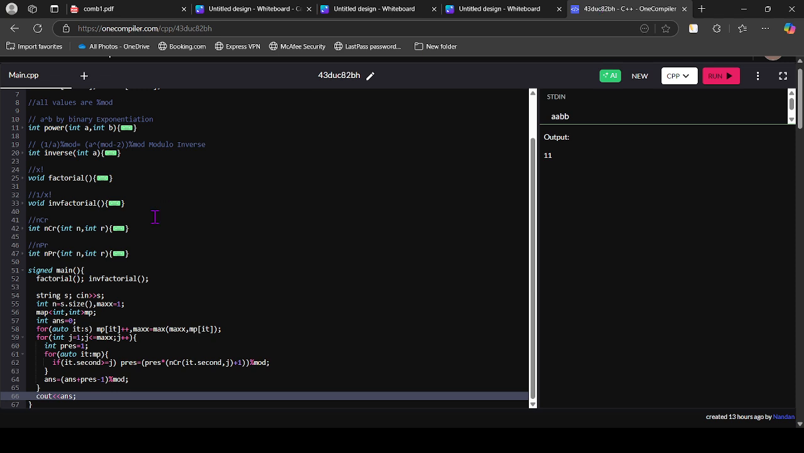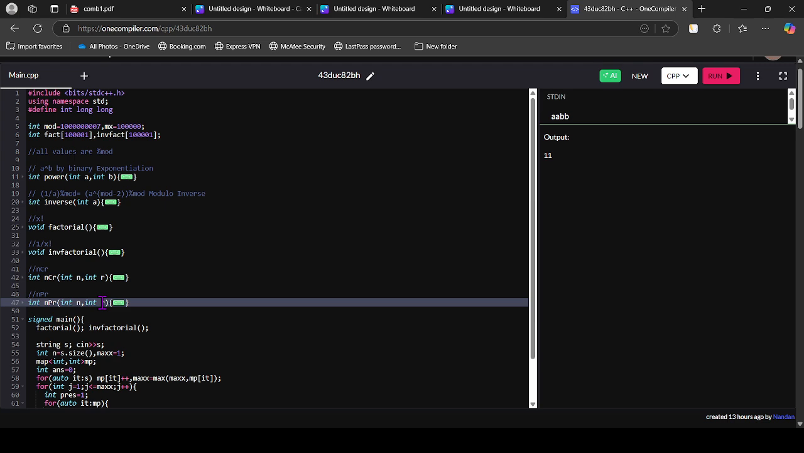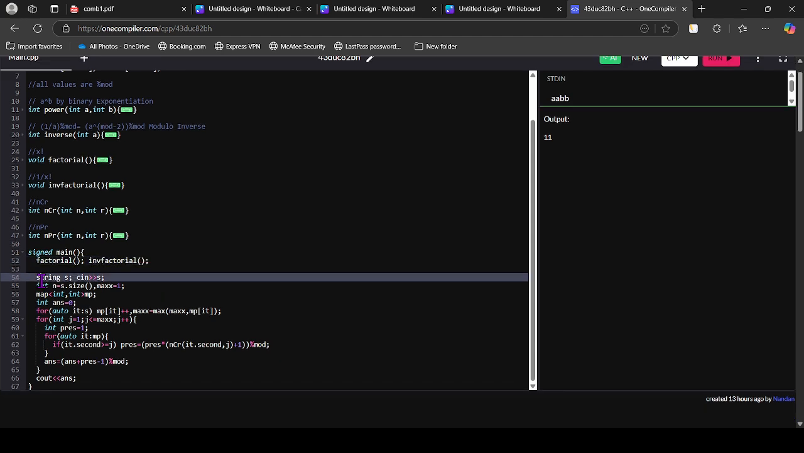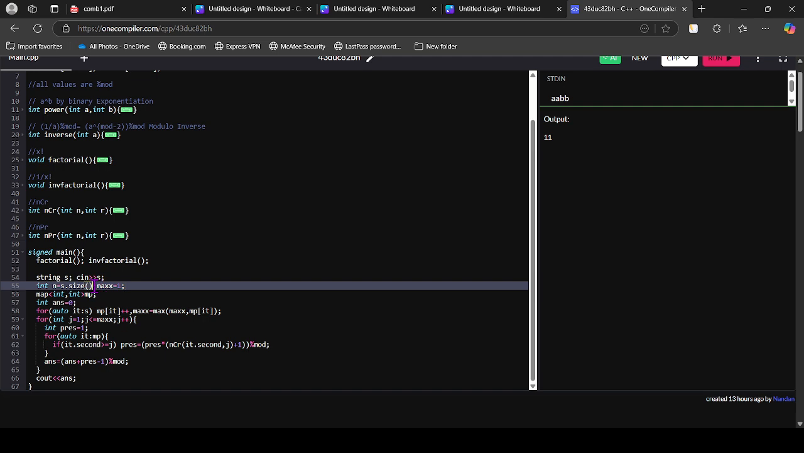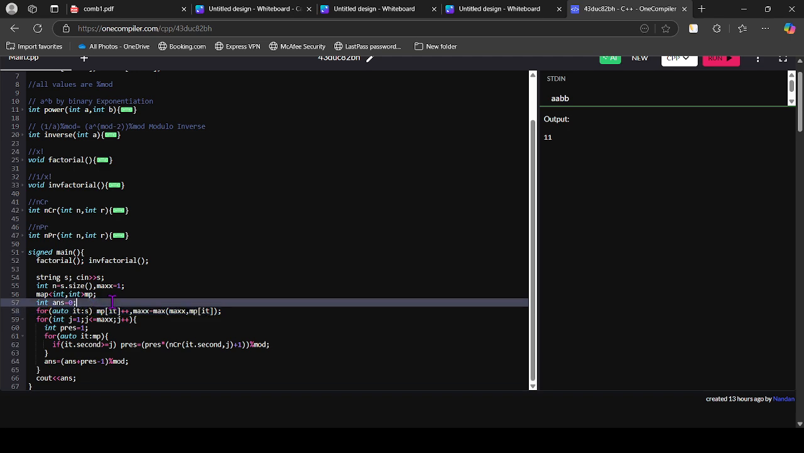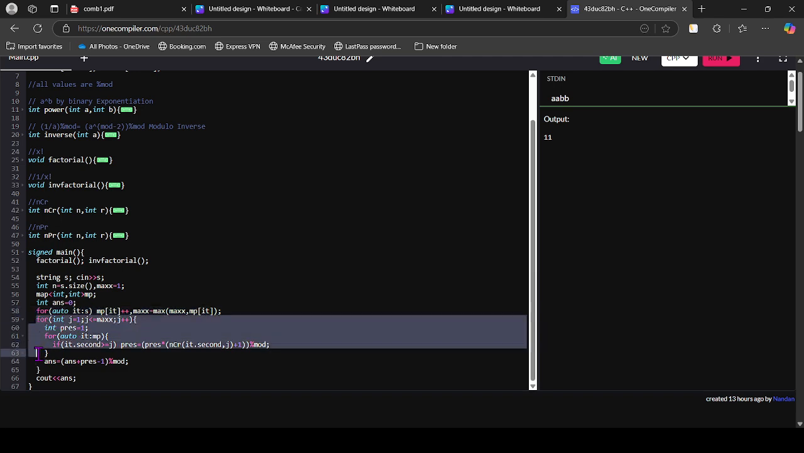Let's check the code. These all functions are discussed in the previous two videos. I hope you have seen this. And we have initially pre-computed factorial and inverse factorial. We are inputting the string and finding the maximum frequency of any character in the string, and we are storing the characters in the map. Initially the answer is 0, because there are no good subsequences yet. We are incrementing the characters in the map, and we are finding the maximum frequency. And now we are traversing the map.